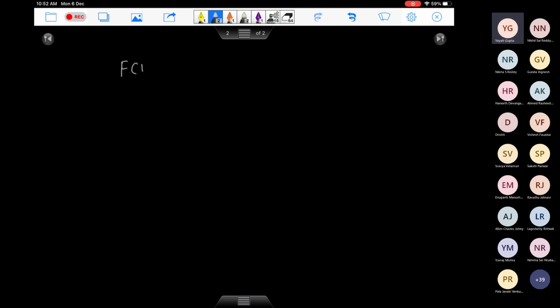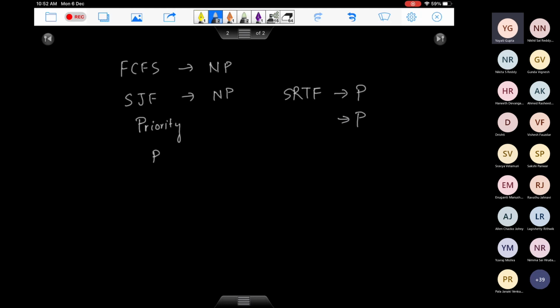So let's quickly write down: FCFS is non-preemptive. SJF, shortest job first, is also non-preemptive. SRTF, shortest remaining time first, is the preemptive version of shortest job first. Then we have priority scheduling, which is also preemptive. Round robin scheduling, is it preemptive or non-preemptive? Preemptive, right? We are forcefully taking the CPU away from processes, so we are not executing one process entirely in one stretch. So it is preemptive.